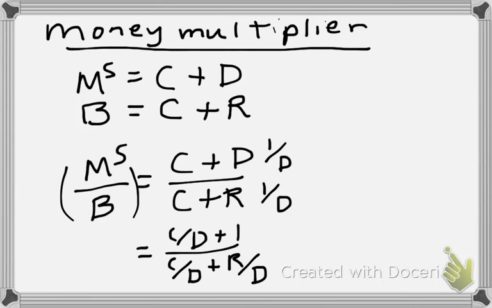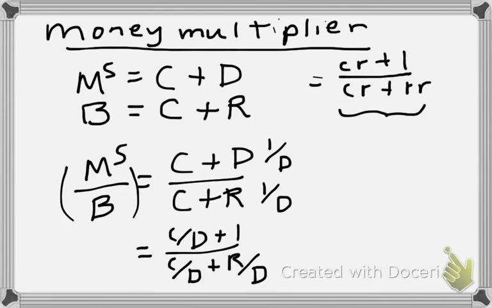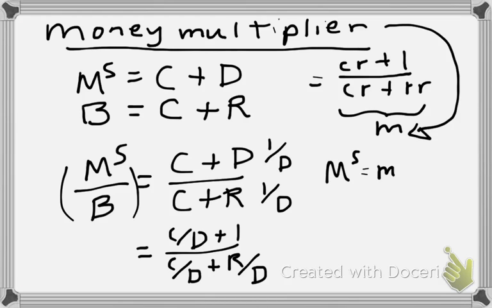And C over D is the currency deposit ratio, and Mankiw calls that CR. And R over D is the reserve deposit ratio. So we have (CR plus 1) over (CR plus RR), where CR is the currency deposit ratio and RR is the reserve deposit ratio. And this number is little m, the money multiplier, and we can rewrite the equation as MS equals m times B. So the money supply is a multiple of the monetary base.